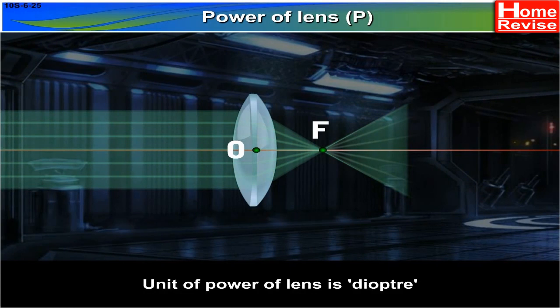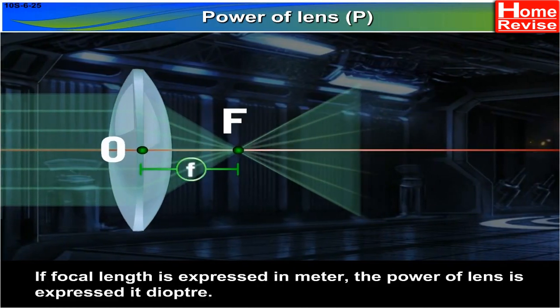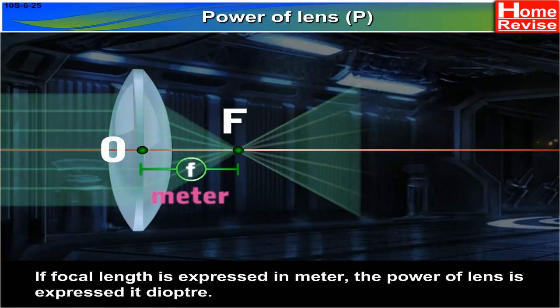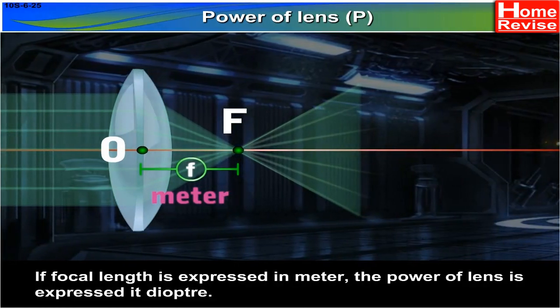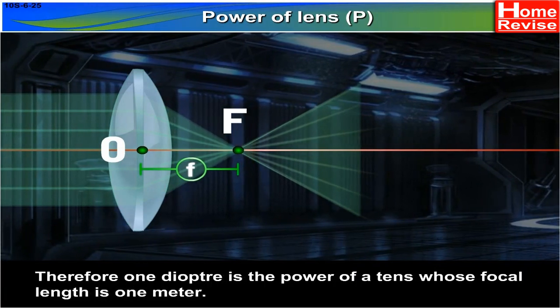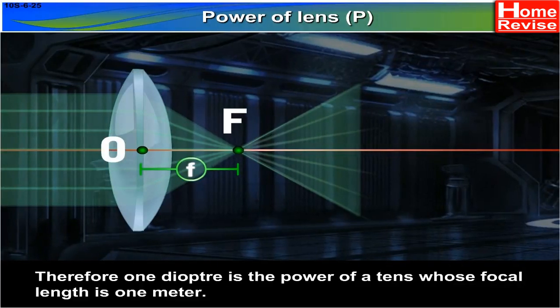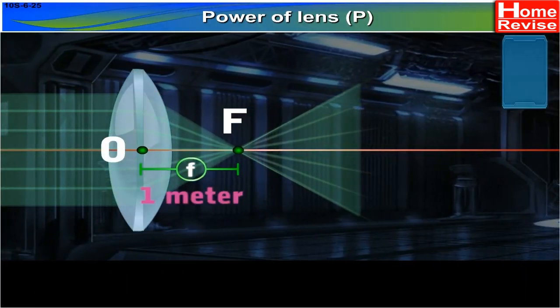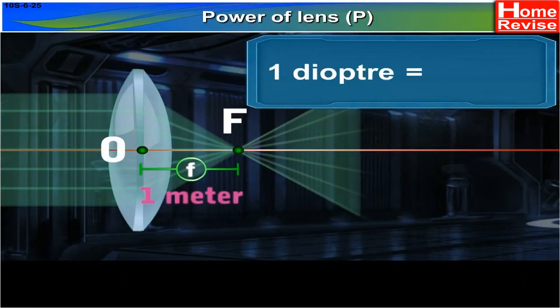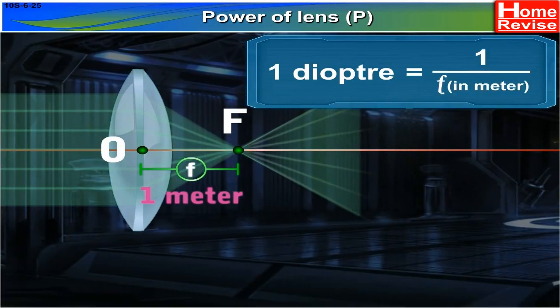Unit of power of lens is diopter. If focal length is expressed in meters, the power of lens is expressed in diopters. Therefore, 1 diopter is the power of a lens whose focal length is 1 meter. 1 diopter is equal to 1 upon 1 meter.